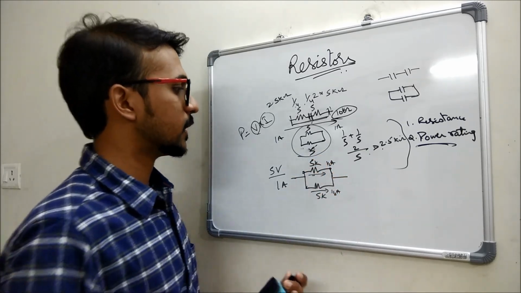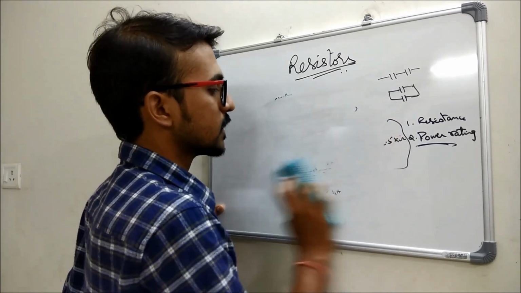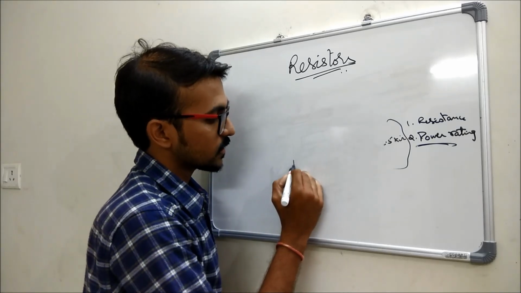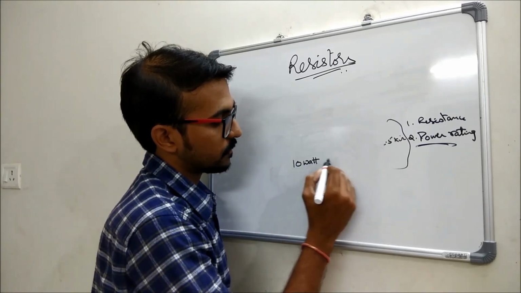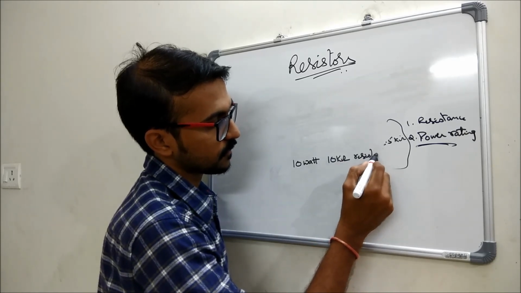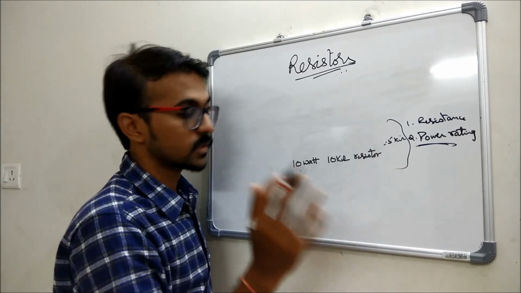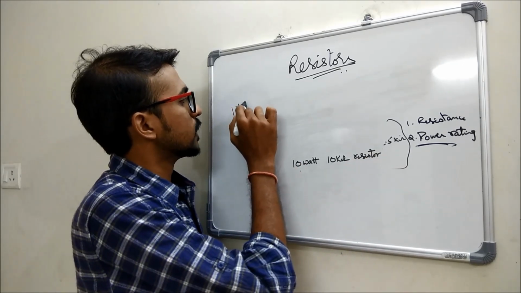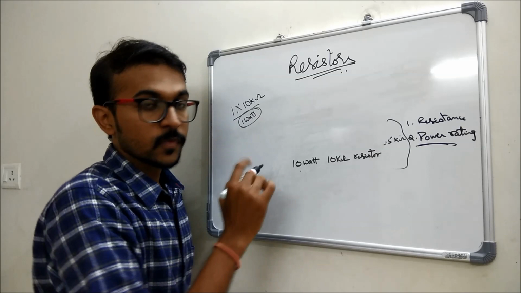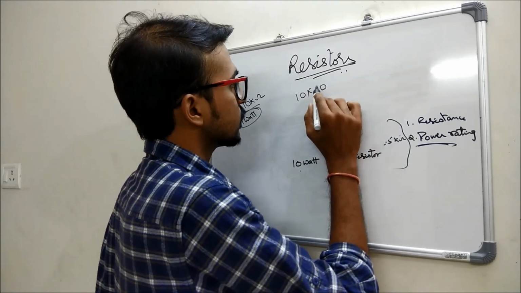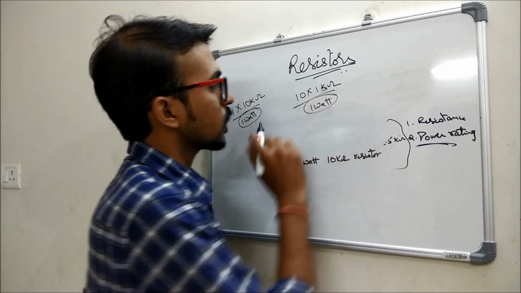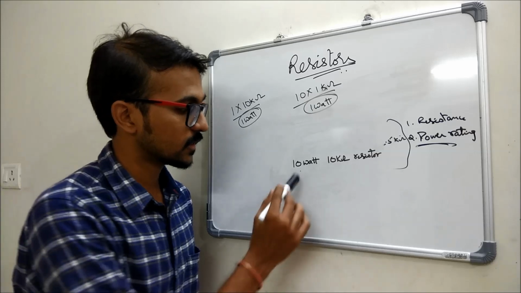So let's take one more example for the same. Your circuit asks for a 10 watt 10 kilo ohm resistor. So a 10 watt 10 kilo ohm resistor. You have one 10 kilo ohm resistor which is of 1 watt, or you have 10 1 kilo ohm resistors which are of 1 watt. Which one do you think you should use for this value?